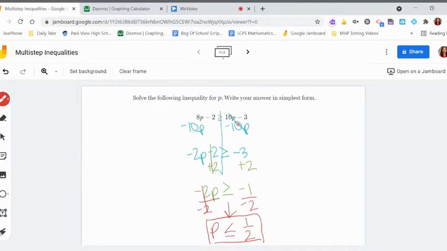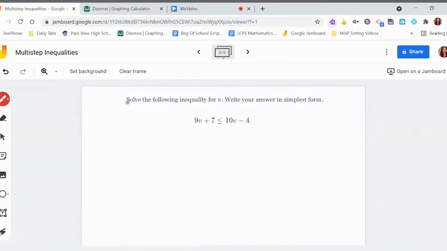Our main thing is that we got all the P's on the left side and all the numbers that are by themselves on the right side. If you want to do this part first, add 2 to both sides. You can do that first and do this step second. It doesn't really matter. We just generally like to have the P on the left and the constants on the right. Let's look at one more example.